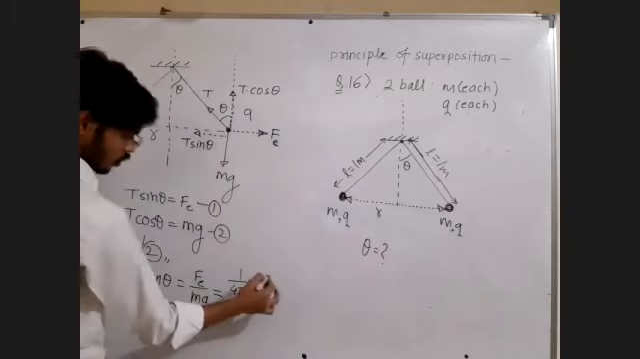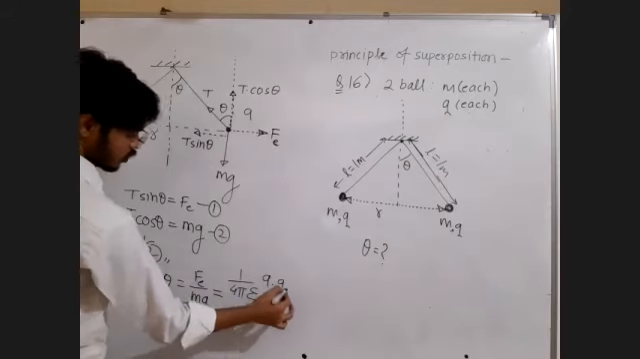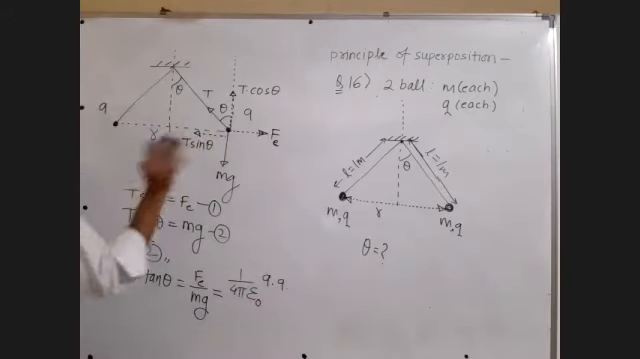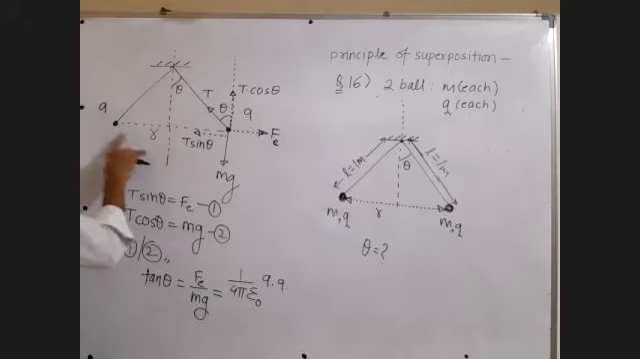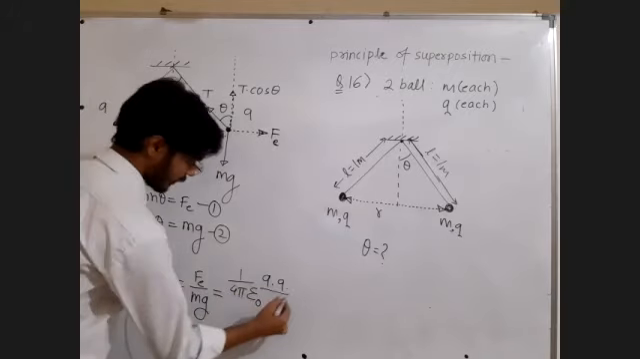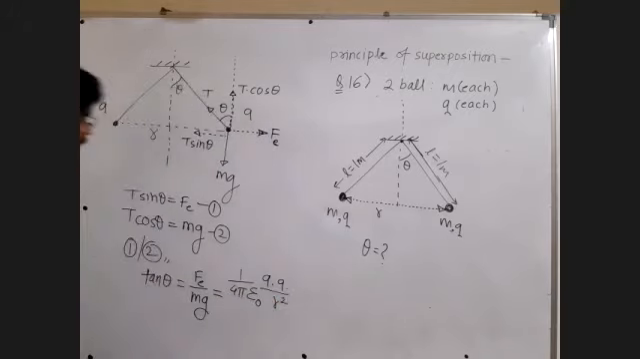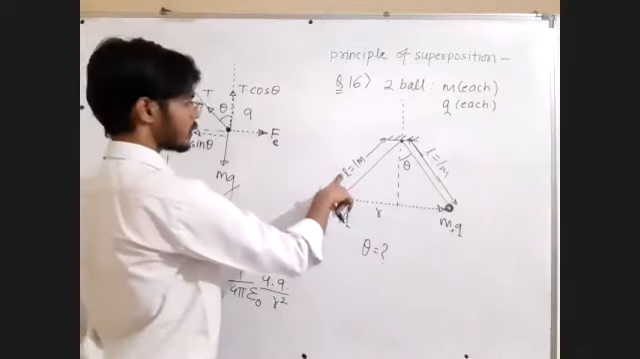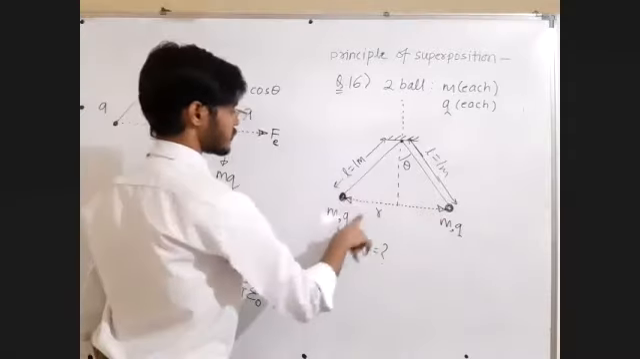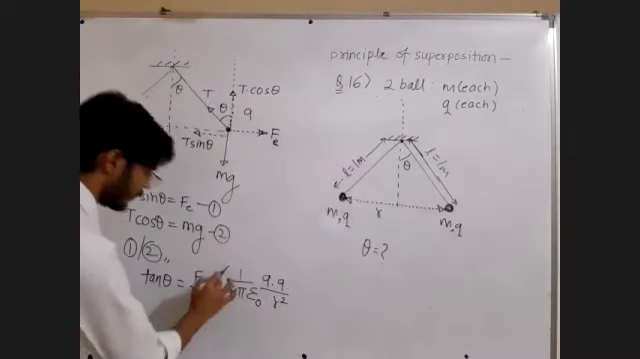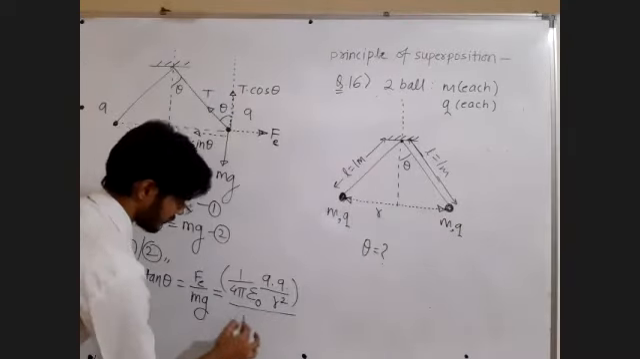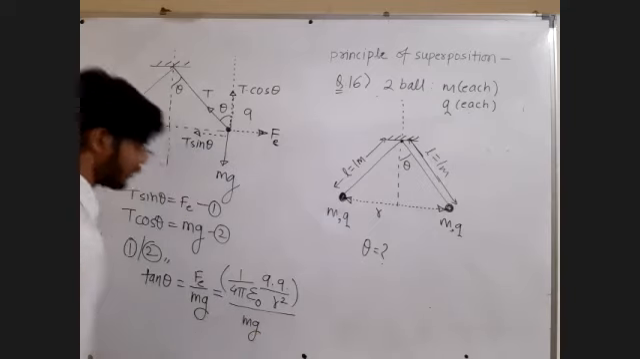First charge is q, second charge is also q, and the distance between them right now we don't know. Call it r square. But sir, we are given the length of the string, so we should be able to find this distance r. Yes, we will do that. Divided by mg as it is.